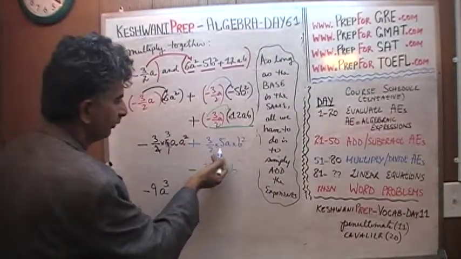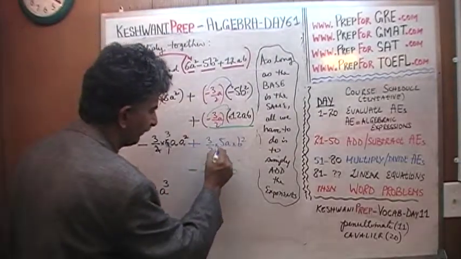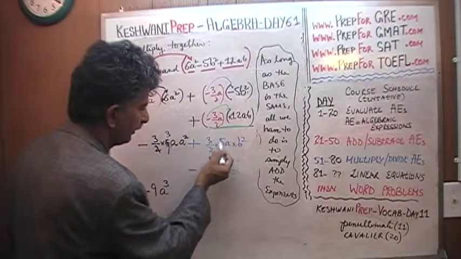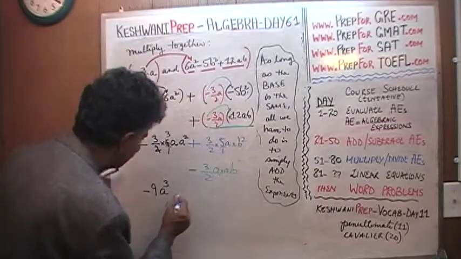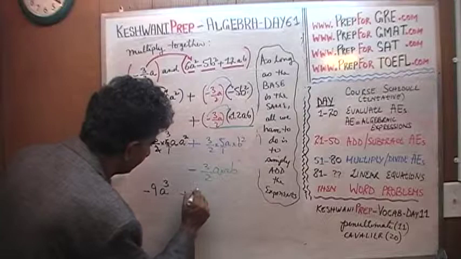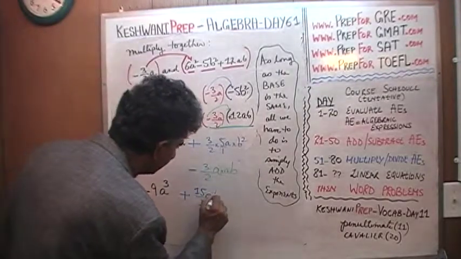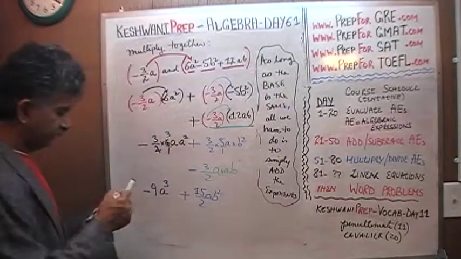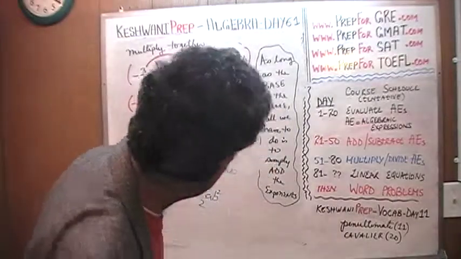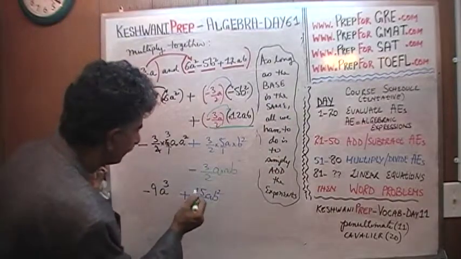See here, this 2 will not cancel out with this 5. This is 5, which is the same as 5 over 1. So you get 3 times 5 is 15 over 2. Positive 15 over 2, and AB squared. So that takes care of that part. Let's move on to the green one, the last term.